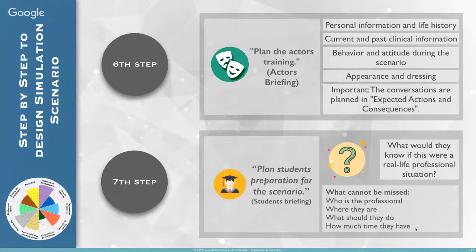And always remember to write an instruction that says that the actor should read the following fields: scenario description, expected actions and consequences, and actor's briefing. So it's going to allow the professor that's going to run the scenario to deliver the document to the actor, to train the actor, to try the scenarios sometimes with the actors, and make sure that the actors are going to be on track, are going to do what you expect them to do.